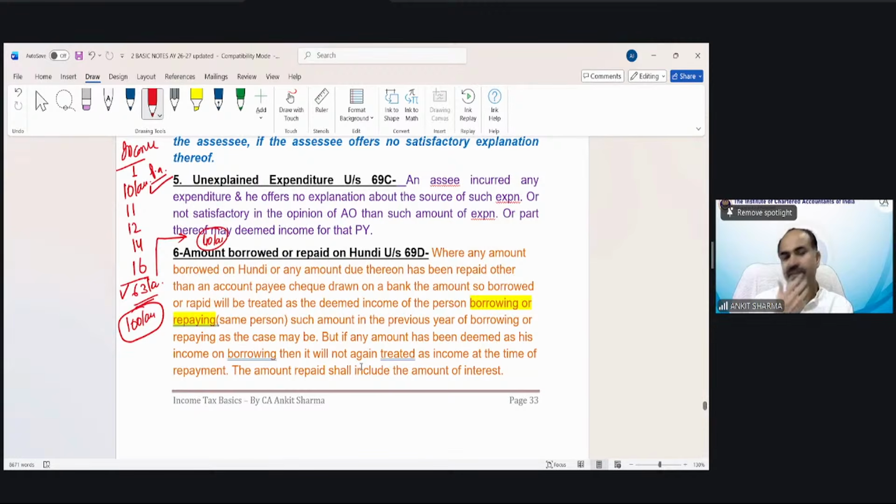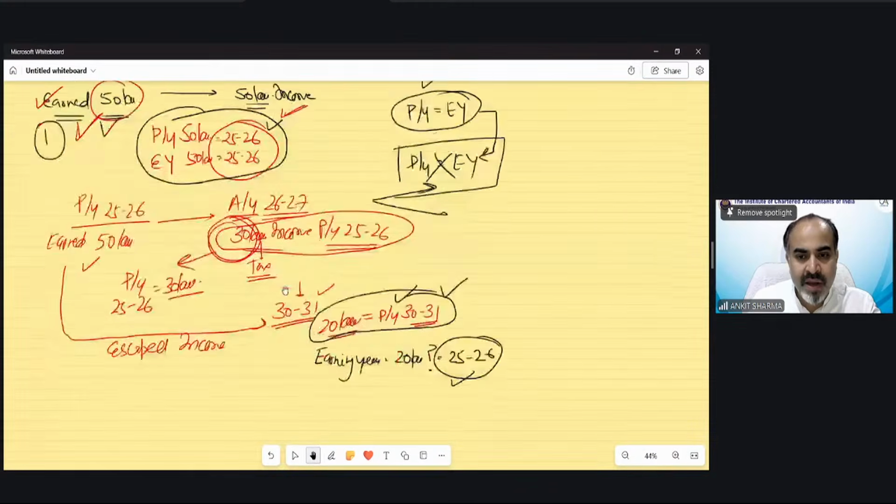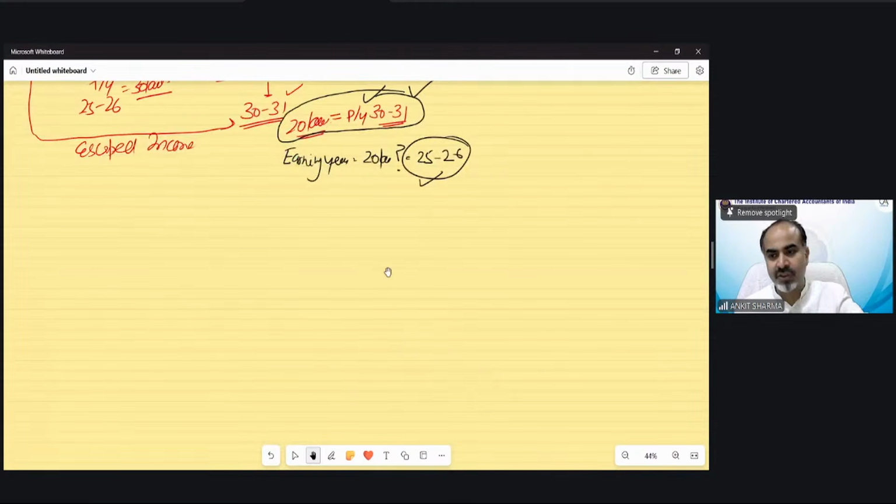Point number 6 is different, and this is amount borrowed or repaid on Hundi. So Hundi is a kind of negotiable instrument in a vernacular language, which works on a local level, or we can say in a market level actually. We call it Hundi, Parchi, locals, BR, BP, we can discuss it. Why is the Hundi concept over here? Let me explain you, and after that we will discuss the local authority and artificial judicial person definition.